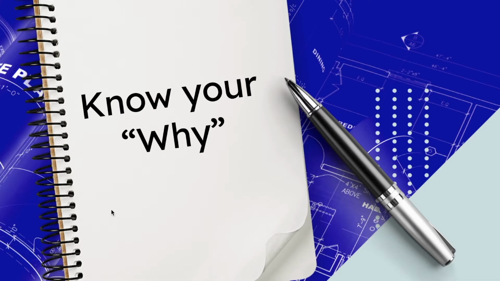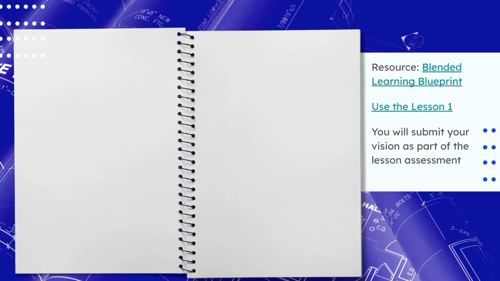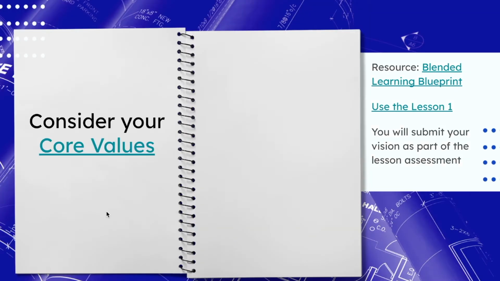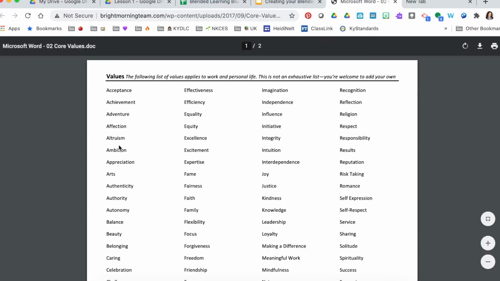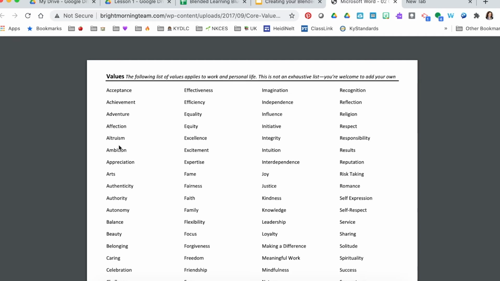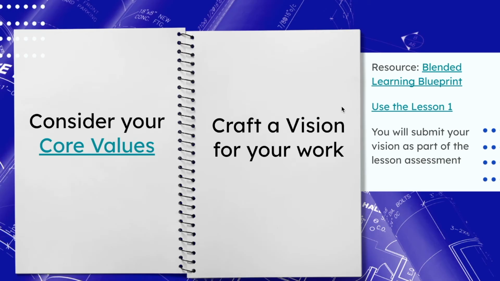So the first thing we want to do is understand why we are working to implement blended learning. Start with identifying or considering your core values as an educator. This resource provides a great starting point for thinking of words that represent your values as an educator. Once you have your core values identified, you'll be able to work towards crafting a vision for your work.